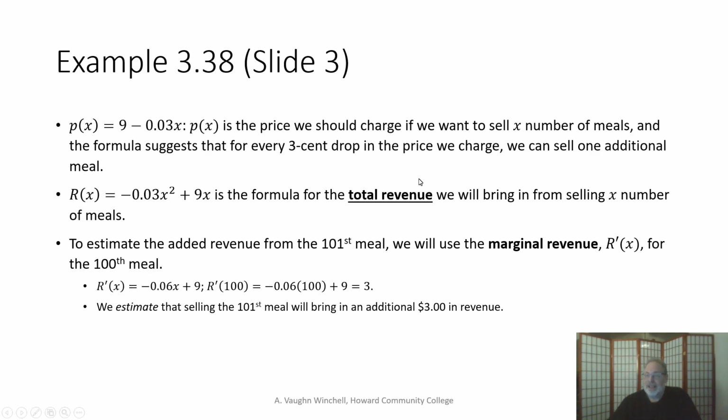So, okay, all the pieces are in place now. R prime of X is going to be, well, here's R of X. R prime of X is going to be negative 0.06x plus 9, which means R prime of 100 will be negative 0.06 times 100, that's negative 6, plus 9, it's 3. We estimate that selling the 101st meal will bring in an additional $3 in revenue that we didn't have when we sold only 100 meals.